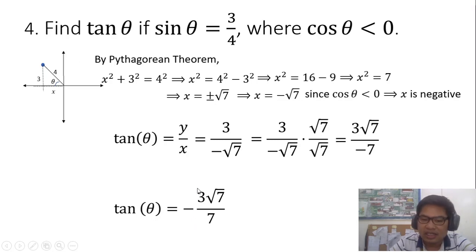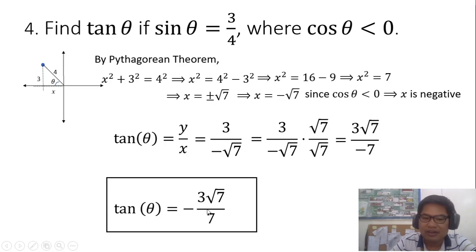That means that the negative is multiplied to the whole of this number here or this number here. So okay, that would be our answer. So this would be our answer for problem number 4.